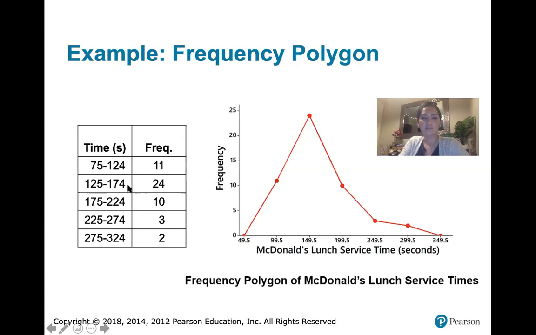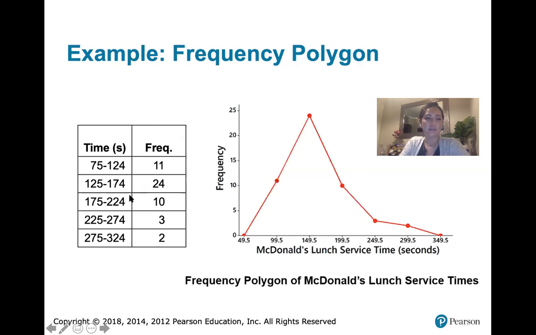And you take that class midpoint of 99.5 that goes with this class, and you plot it with the frequency 11. So you would think of it as an X value of 99.5 and a Y value of 11. Or a service time of 99.5 representing that entire class, and a frequency of 11.